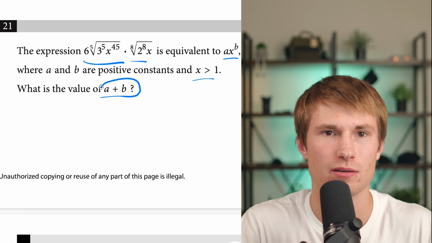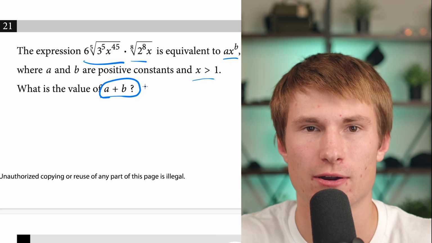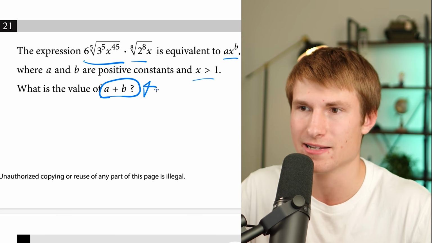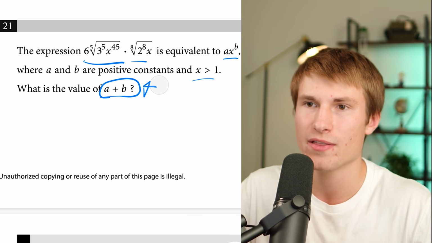What is the value of a plus b? Pay really close attention here. This is free response. It'd be very easy for someone to answer with the value of a or b or a times b. We need to answer with a plus b. Okay, that being said, let's go ahead and solve.